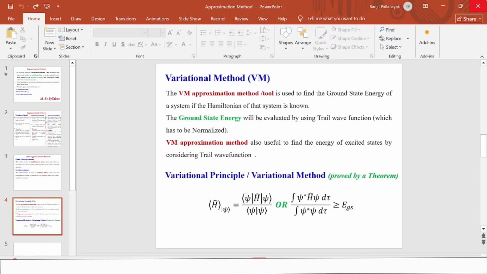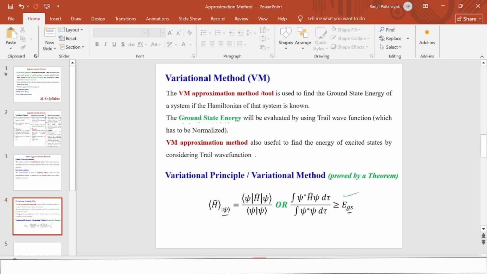Okay, hello everyone. In this lecture series, we are discussing the variational principle or variational method. That is, the expectation value of the Hamiltonian for any state of a system is always greater than or equal to the eigenvalue of the ground state. We have already proved this with the help of a theorem. This variational method or principle is specially used to find the ground state energy of a system. It can also be useful to find the excited states of the system, which we are going to discuss later.